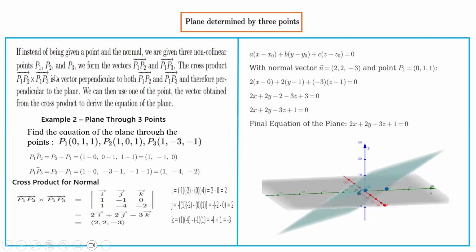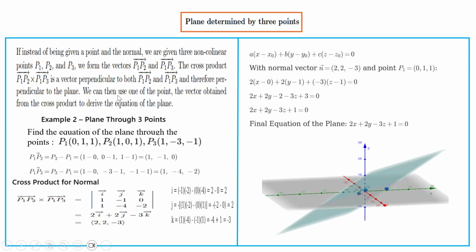Good. Now, what if we're not given the normal vector, but we're given 3 non-collinear points instead? How do we find the equation of the plane? If we're given 3 points, we use those 3 points to form 2 vectors, vector P1P2 and vector P1P3. Then we find the cross product of those two vectors, which is a vector perpendicular to both of them, and therefore perpendicular to the plane. We will consider that as our normal vector.